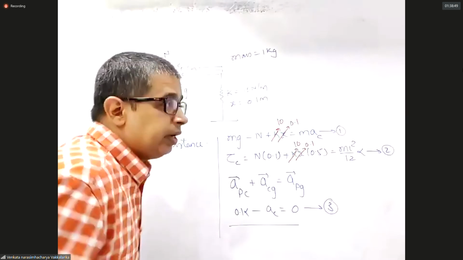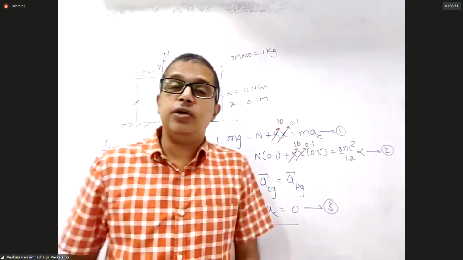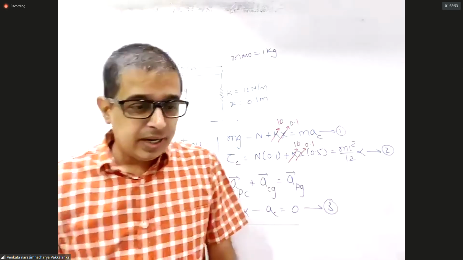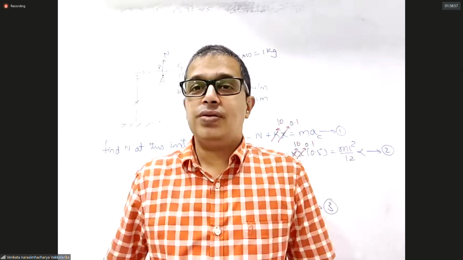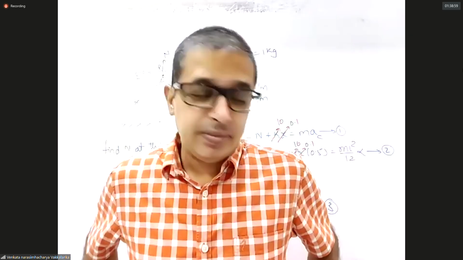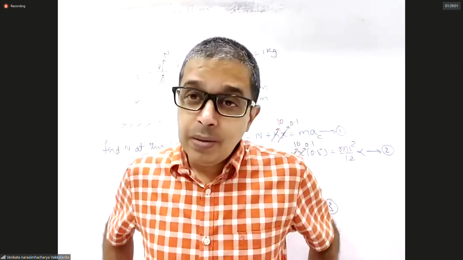Next, we need to introduce the kinetic energy of a rigid body. Till now, you know the kinetic energy of only a point mass. It was half mv square. Now we will do it in terms of the COM.